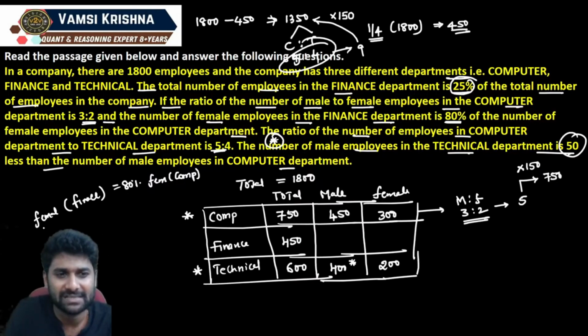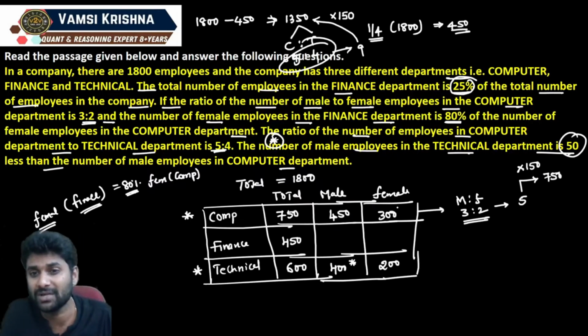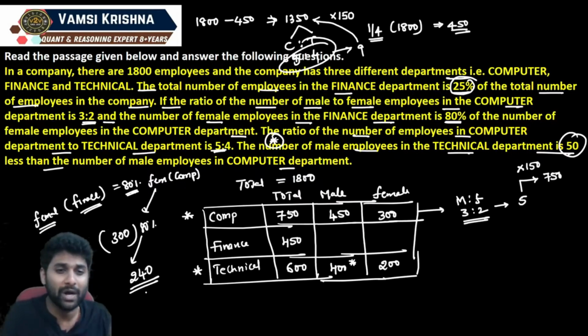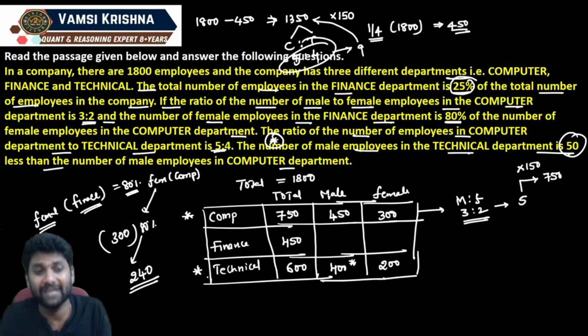And we have a comparison. Number of female in finance is exactly equal to 80% as females in computer. How many females are in computer? 300. So out of 300, now just calculate 80%. So 80% of 300 is 240 people. So 240 people are working in finance department. That too, it's female.